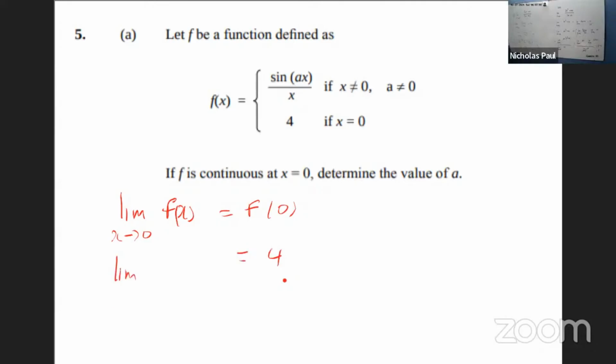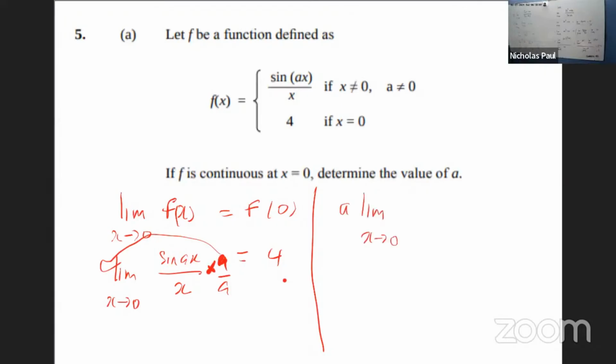So basically, you're trying to figure this out. What is a? The only way you could use the rule is if you have ax here and also ax down there. So multiply by a on a. So what you'll get? This a comes out here, and you'll get a by the limit as x approaches 0 of sine ax over ax, is equal to 4. This here is how much? 1. So a by 1 is 4.